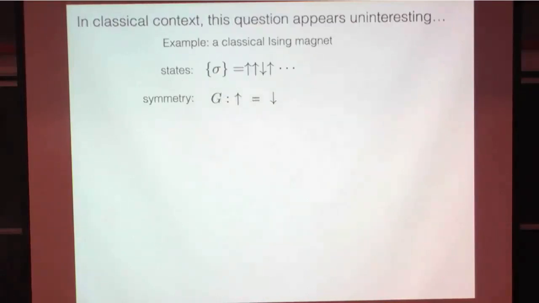It's interesting to contrast this with the classical context, where I don't think there's anything interesting you can say of this form. So let's consider, for instance, a classical system, which is an Ising magnet, where the states of the system are just specified by whether the spins are up or down. And the symmetry here is the Ising symmetry, which just flips an up spin to a down spin. So that's G.